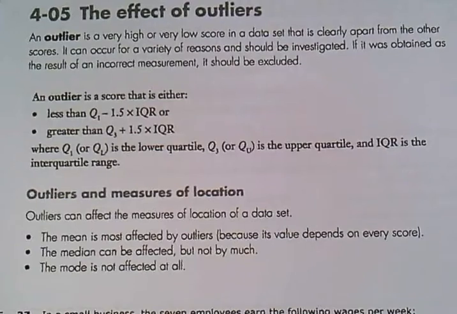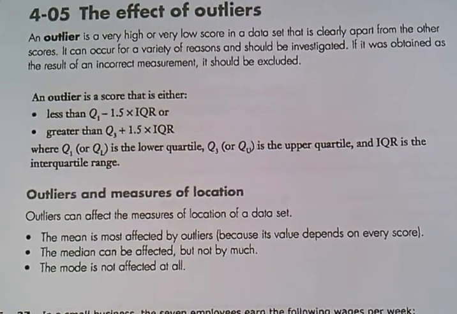The effect of outliers. An outlier is a very high or very low score in a data set that is clearly apart from the other scores. It can occur for a variety of reasons and should be investigated. For example, it may have been obtained as the result of an incorrect measurement. And if it has been obtained as the result of an incorrect measurement, it should be excluded.